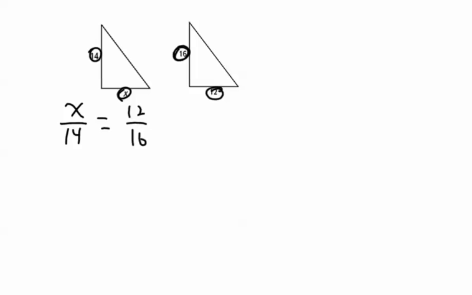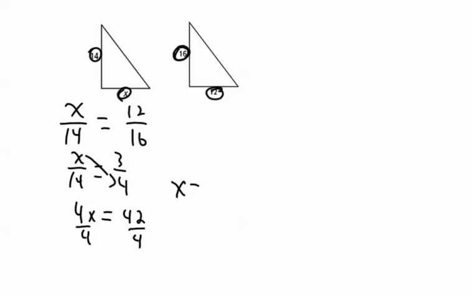But before I do that, I'm going to reduce 12 over 16. 4 goes into that, so it's 3/4, right? Then I cross multiply. I get 4x equals 14 times 3, which is 42, right? And then you divide both sides by 4.